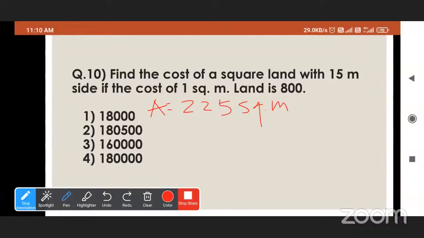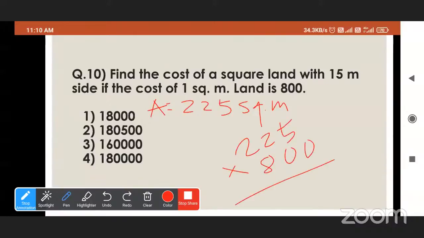Okay, then the question remaining is that the cost of 1 square meter land is 800. So we have to find out the cost of this square land. See, this is the area only. We have to find out the cost. Area is 225 and the cost of one square meter land is 800. So to find out the answer, we will multiply 225 by 800.